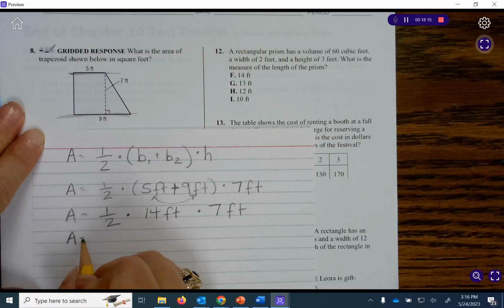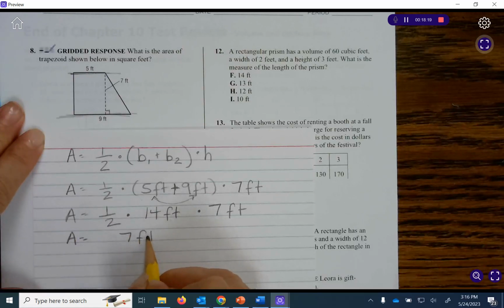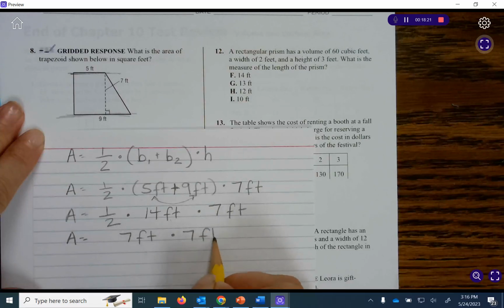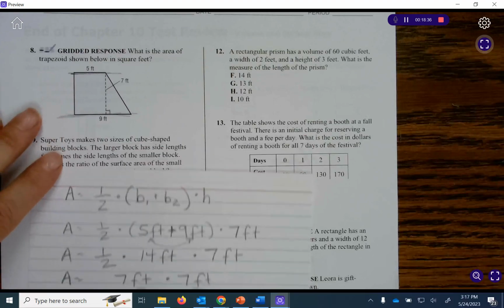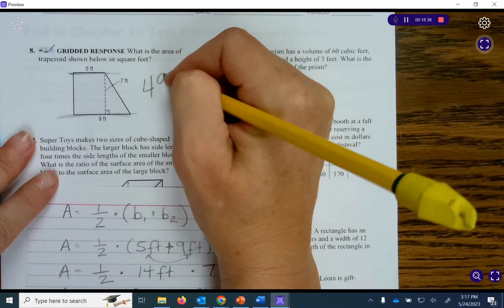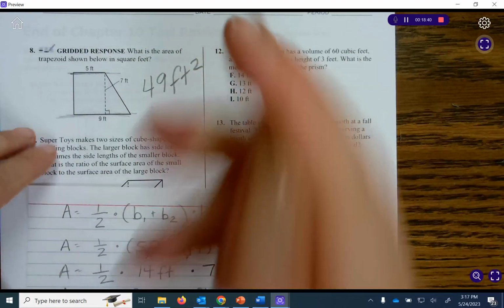Area equals 1/2 of 14 feet is 7 feet times 7 feet. Area equals 49 feet squared, again, because I am multiplying, and area is a two-dimensional measurement. You have to have 2 dimensions to figure out the area. So we have 49 feet squared.